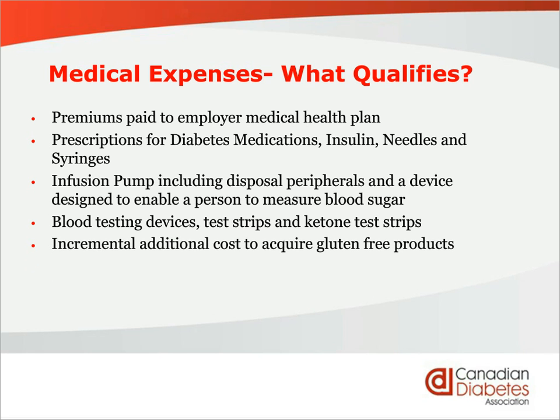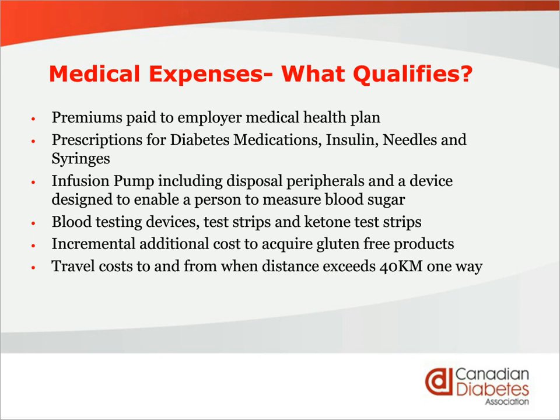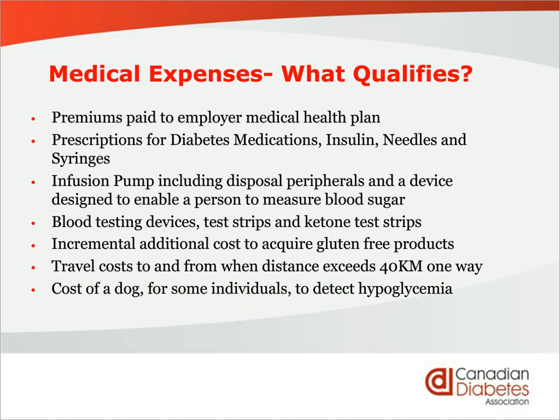For people that have celiac disease, the incremental additional cost to acquire gluten-free products would also be considered a medical expense. Travel costs to and from when the distance exceeds 40 kilometers one way. As an example, a person who lives in Thunder Bay needs to travel to Sudbury for a medical appointment. Then the fuel and overnight stay costs for the person and their companion would qualify as a medical expense. Again, provided the distance exceeds the 40 kilometers one way. Okay. And in 2014, we've got a new cost, which is the cost if you have to have a dog for some individuals to detect hypoglycemia, then that cost is also a medical expense.